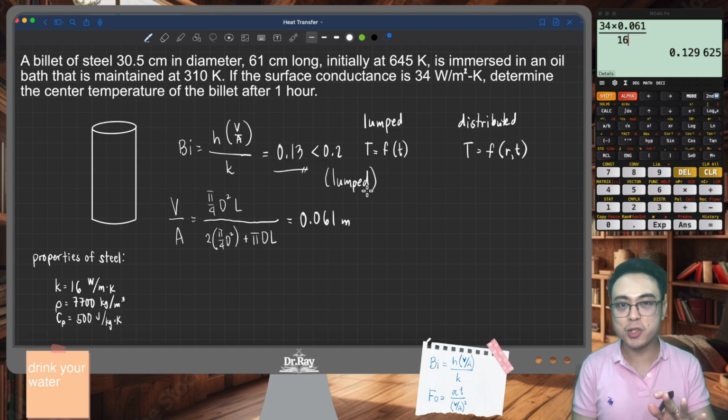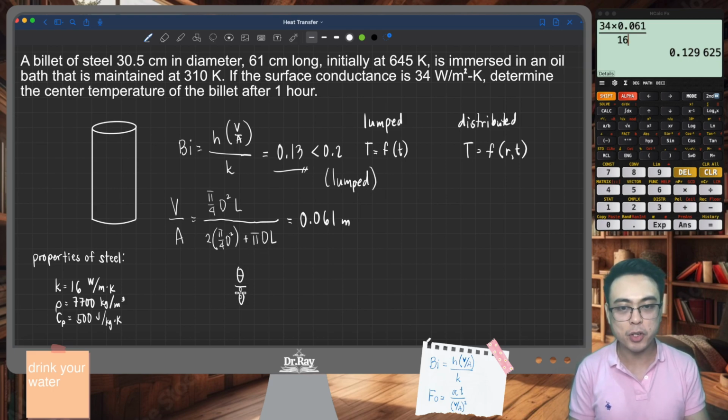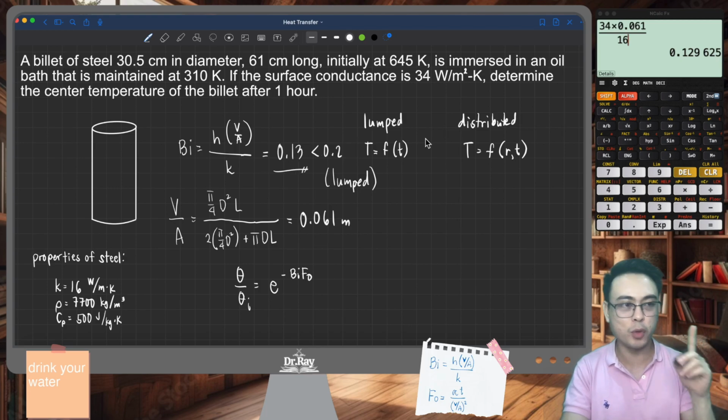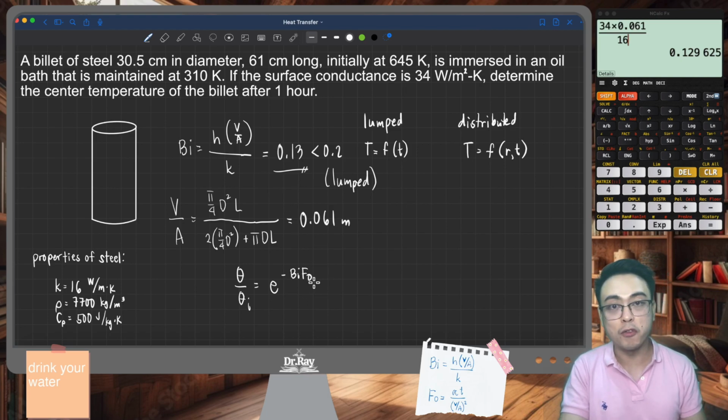And if you have a lumped system, you are in luck because the formula for unsteady-state conduction is very simple. It's simply the unaccomplished temperature change, which would be equal to the exponential of negative Biot number times the Fourier number. I already have the value of the Biot number here. It's 0.129625. We're going to use that later. And I just need to solve for the Fourier number.